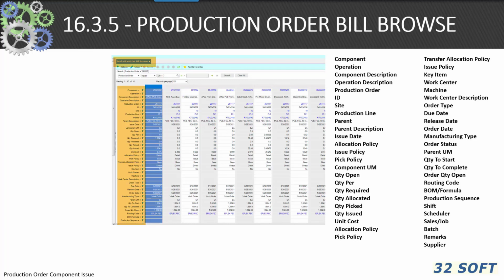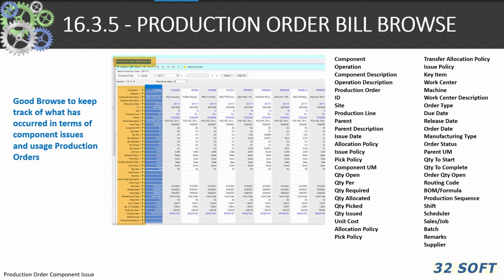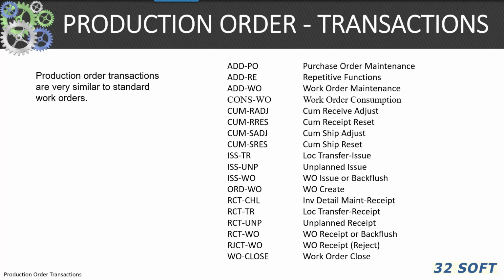There's this new 16.3.5 production order bill. This is a great tool. There's more information on there than you would ever need to control manufacturing production orders.